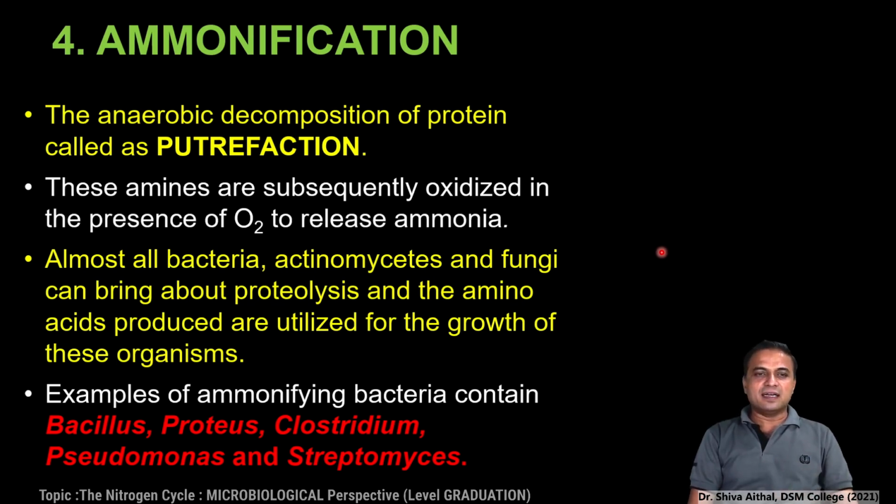Almost all bacteria, actinomycetes and fungi can bring about proteolysis, and the amino acids produced are utilized for the growth of these organisms. Examples of ammonifying bacteria are Bacillus, Proteus, Clostridium, Pseudomonas and Streptomyces. So this is ammonification, where the amines are subsequently oxidized in the presence of O2 to form ammonia. There are various organisms responsible for this.